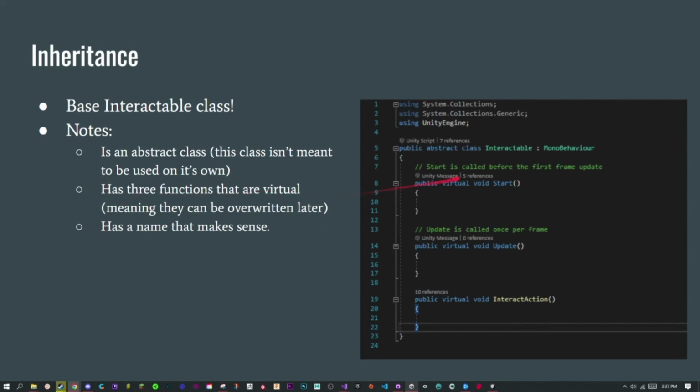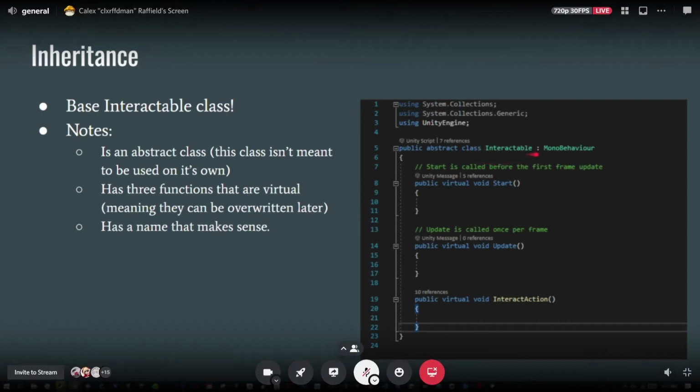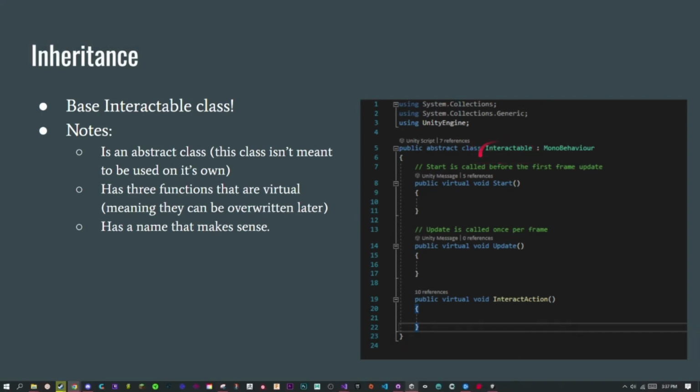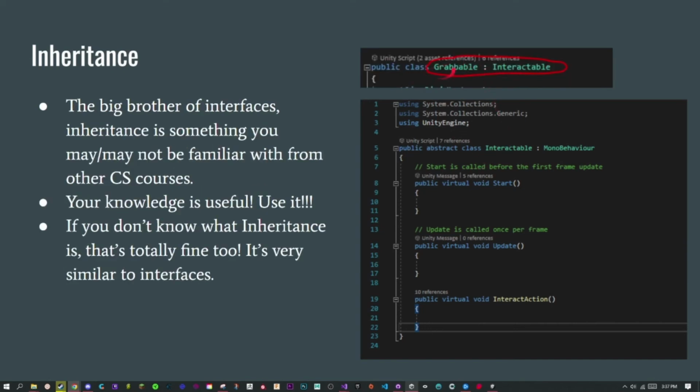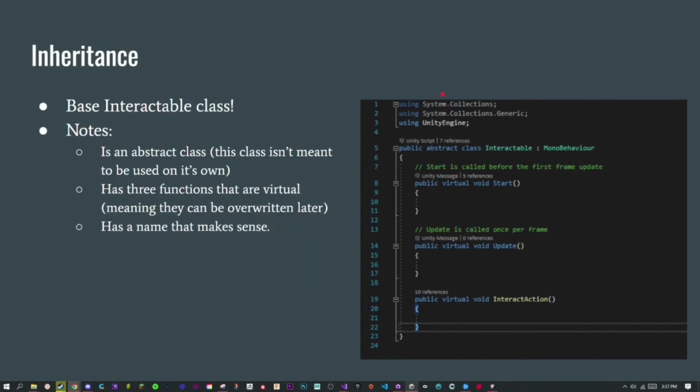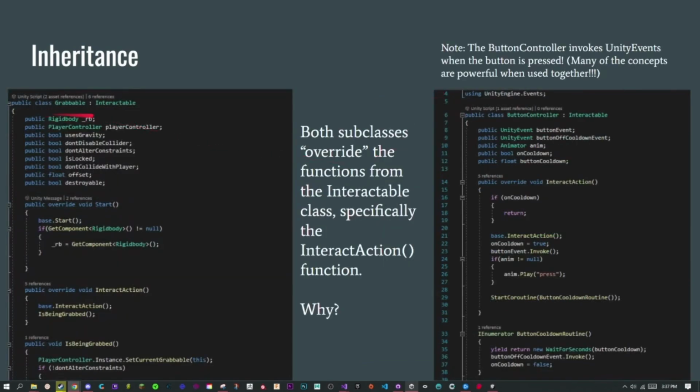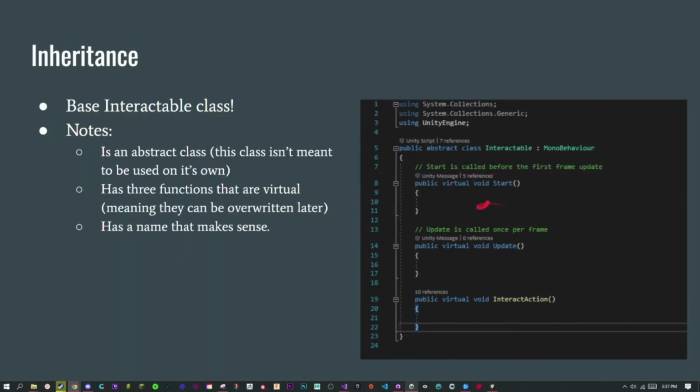Its functions are virtual. This is important too. It means that you can override these functions later. And it has a name that makes sense. I didn't call it Bob script number 2 or something. You can understand from just this header alone that this grabbable thing is some interactable object. So here are 2 scripts. They both inherit from interactable, and these subclasses both have very different functions, but they override the functions from the interactable class back here, these empty ones.